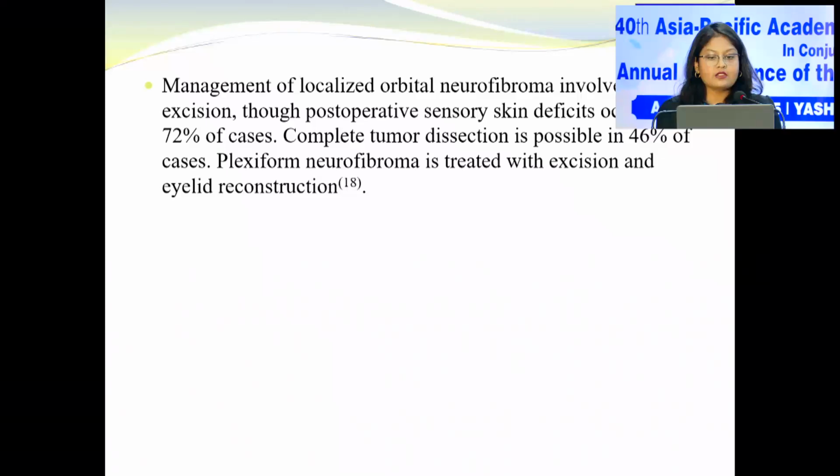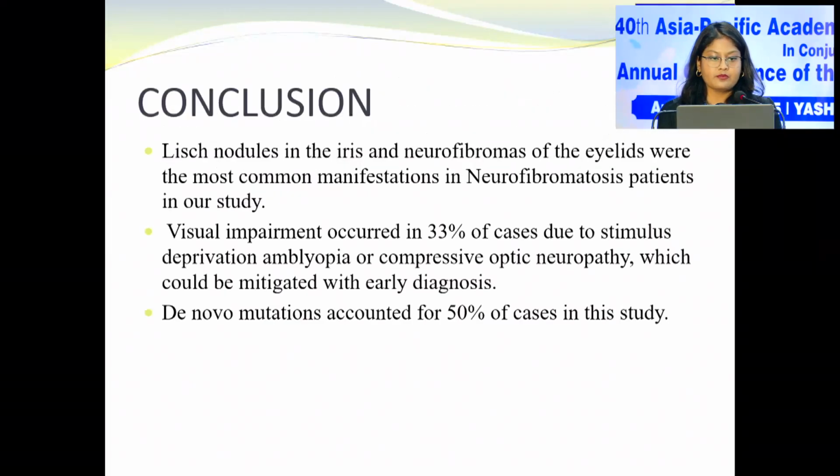Management of localized orbital neurofibroma involves total excision, though post-operative sensory skin deficits occur in 72% of the cases. Complete tumor dissection is possible in 46% of cases. Plexiform neurofibroma is treated with excision and eyelid reconstruction.